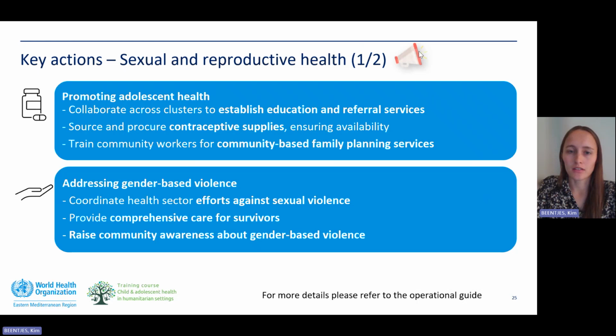The key actions that are linked to this are promoting adolescent health, collaborate with clusters to establish education and referral services, source and produce contraceptive supplies and ensure availability to everyone, and training community workers for community-based family planning services. Then the next one is addressing gender-based violence, coordinate health sector efforts against sexual violence and provide comprehensive care for survivors. Also raise community awareness about gender-based violence.